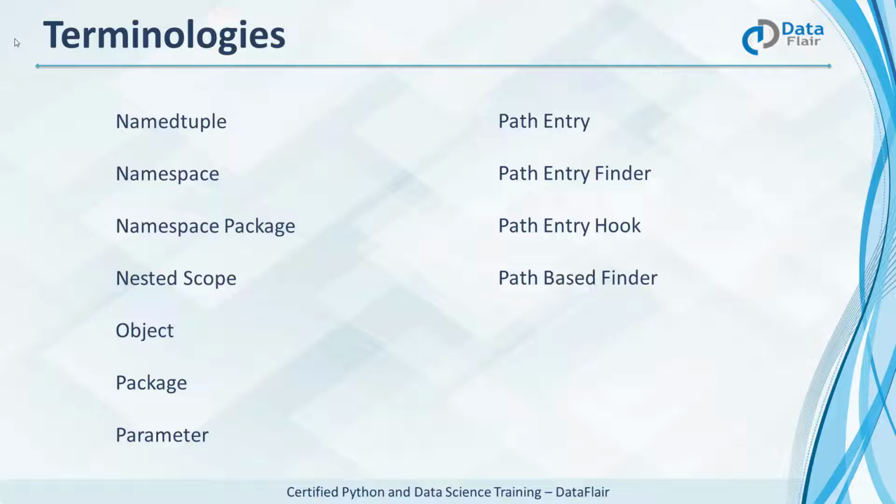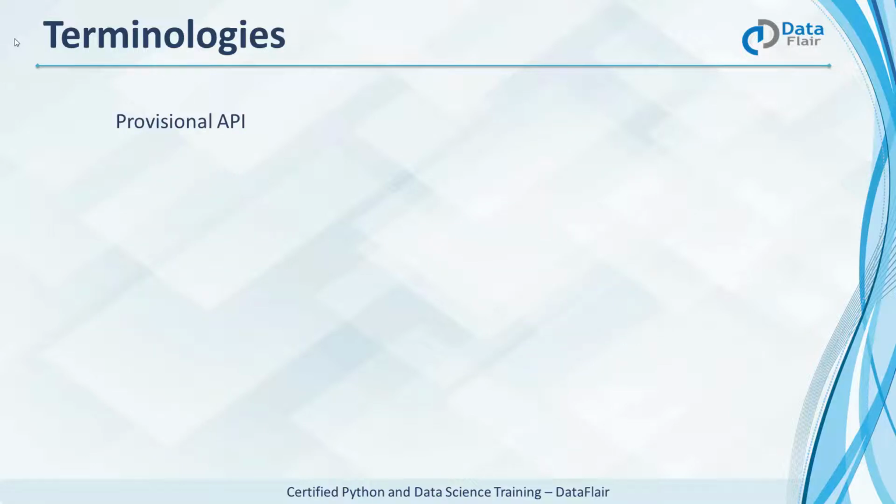The path-based finder is a default meta pathfinder. A path-like object is an object that represents a system file path. And a portion is a set of files in a single directory that contribute to a namespace package. Positional arguments are not followed by an equal sign and a default value. The provisional API is an API excluded from the standard library's backwards compatibility guarantees. Python 3000 is the nickname for the Python 3.x release line.